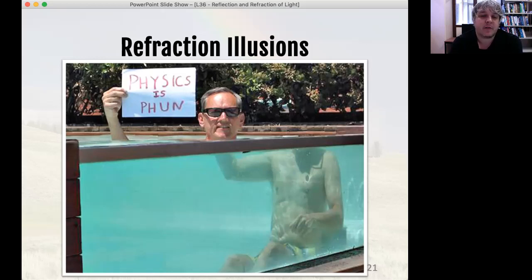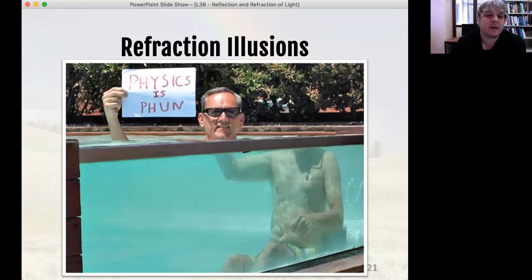The light rays coming off the rest of the physicist underwater are being refracted. They're traveling some of the way underwater, and then they bend as they leave the water until they meet the camera lens. And that means that they look like they've come from a different location.